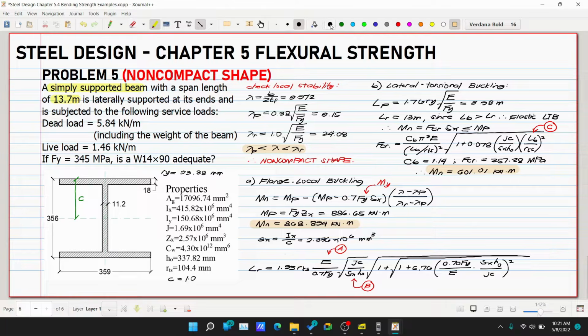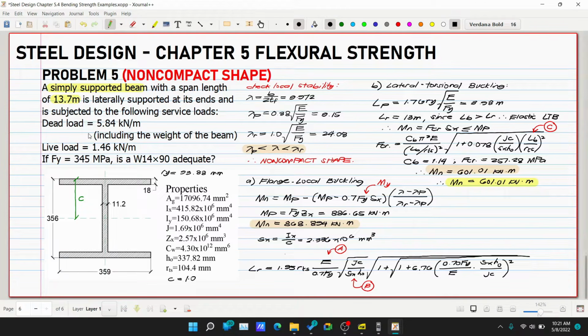So, mamimili tayo ngayon sa dalawa. So, since mas maliit itong sa lateral torsional buckling, ito yung mag-govern para maging safe yung ating beam. So, therefore, ang ating MN, or the nominal bending strength or bending capacity of our section, is 601.01 kilonewton meter. So, ngayon, i-check natin kung adequate ba ang ating section.